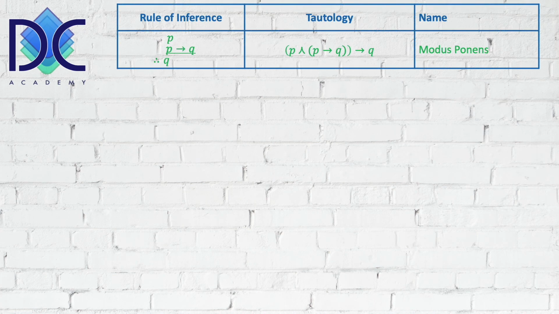So basically we have proven this using modus ponens. Now let's have a look at the different rules of inference, and for every rule of inference we can find the tautology that corresponds with it.